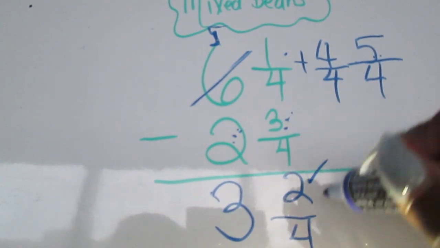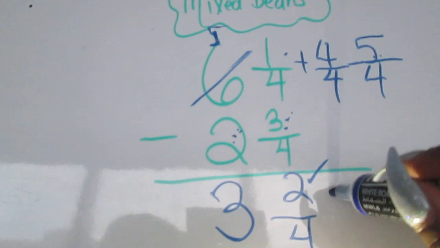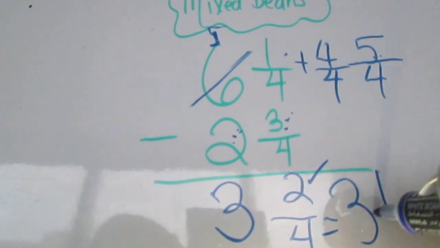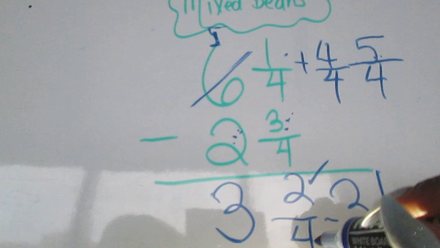Now, I could stop there, or I could simplify my fraction. This now becomes 3 1/2, because I know that 2 is half of 4.